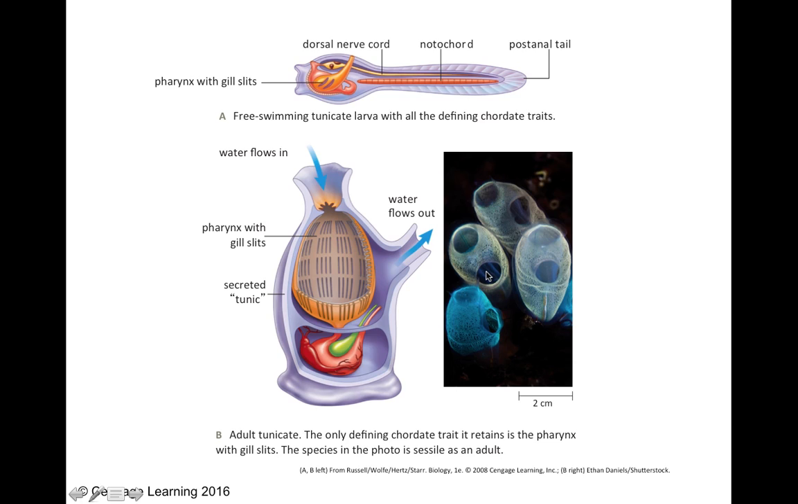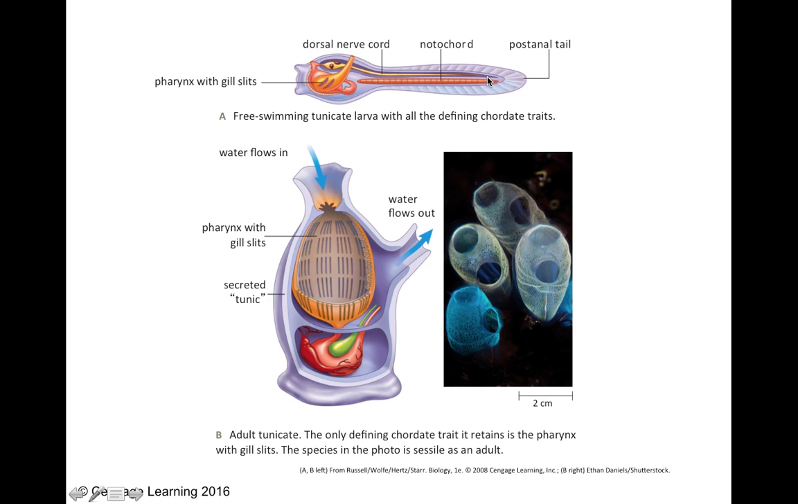Whole animal. That's it. That's it. This is the larva, which is a little cooler. It's got the pharynx, it's got the gill slits, it's got a nerve cord, like its little spinal cord basically. It's got a notochord, and it's got this little tail.